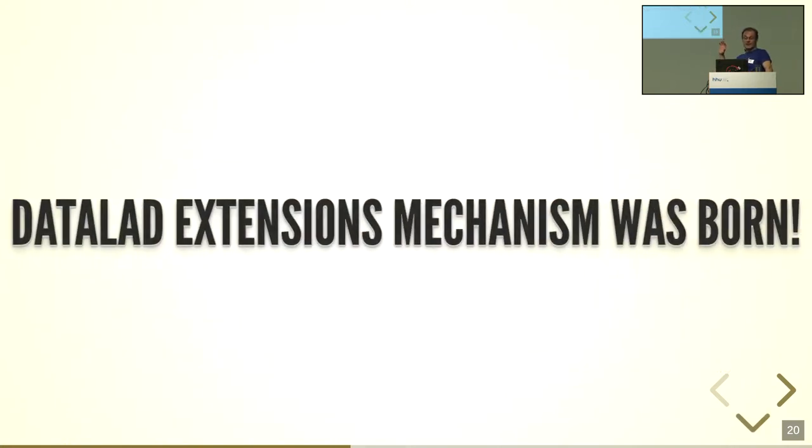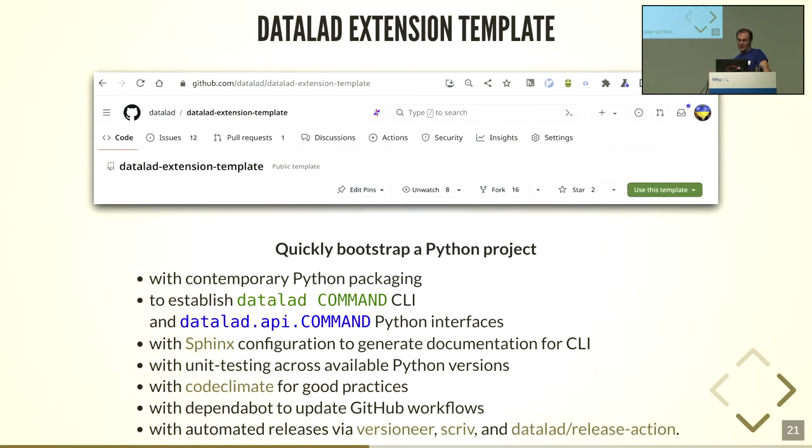So that's how the DataLad extensions mechanism was born. Michael was really actively pushing it, and I was like, oh, no, let's not do those revolutionary things. But that's what happened, you know. I don't remember if the template was born first, but pretty much now anybody could create a repository using this repository as a template, and you'll have your own DataLad extension templated, using contemporary Python packaging techniques, so you don't have to do it yourself. And it's easy to establish a collection of your own commands, which will become part of the DataLad namespace.